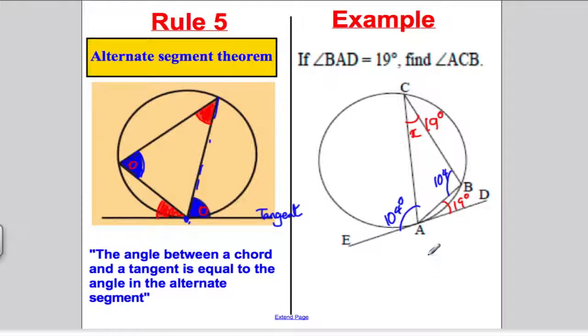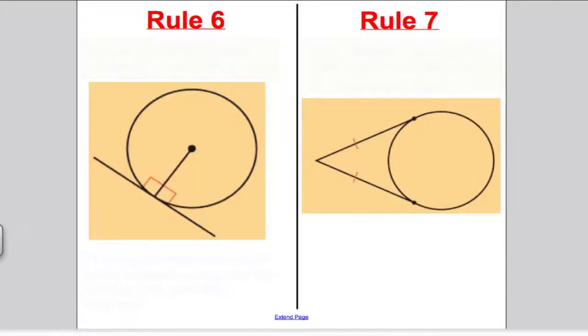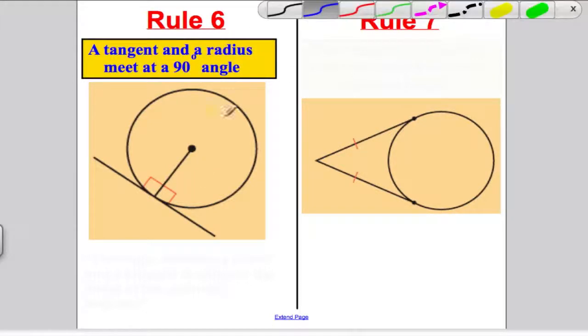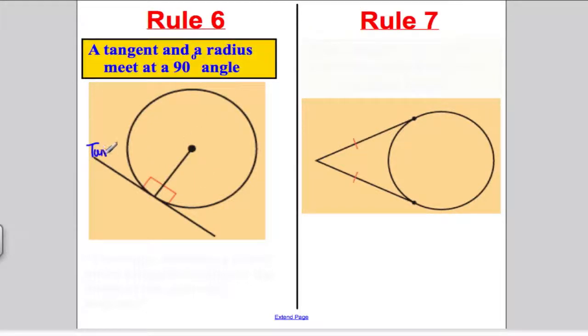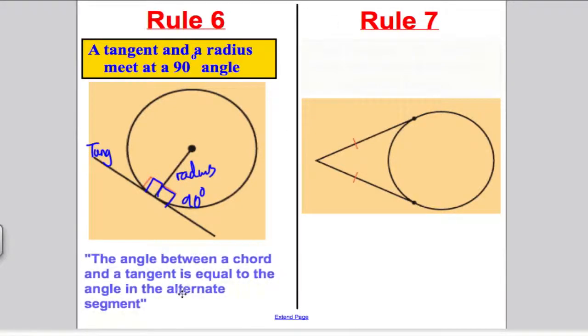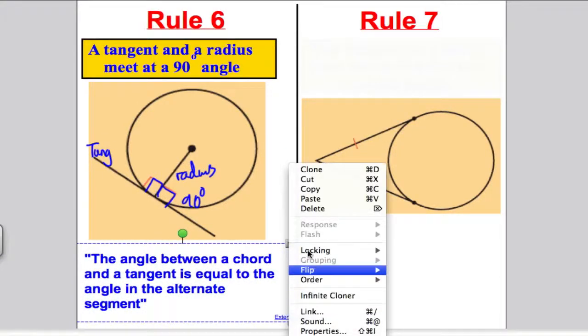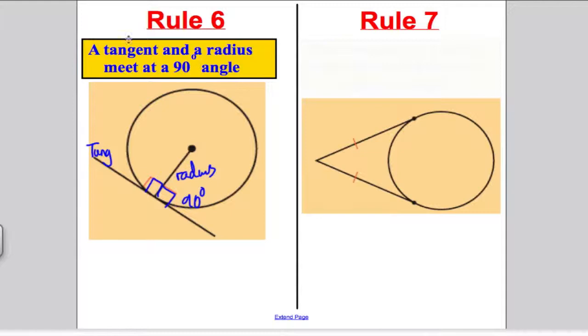Finally, we've got rule 6 and 7. I'm going to do this all in one and do a couple of examples, and then we're finished with the circle theorems. So here's a picture for each of the rules, and rule 6 tells us that when a tangent, a line that just touches a circle, meets a radius, they always meet at 90 degrees, always make a 90-degree angle. Okay? So, a tangent and a radius meeting at 90 degrees.